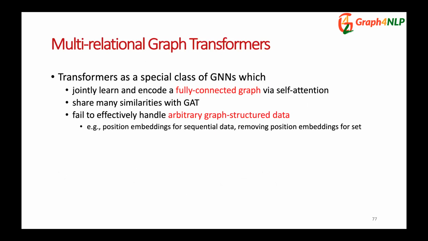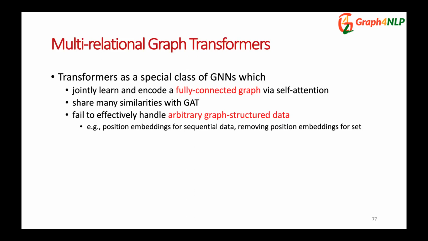Now let's talk about the third type of multi-relational GNNs, which we call the multi-relational graph transformer. As we know, transformers can be regarded as a very special class of GNNs where multi-head self-attention learns dynamic graph structures adaptively at each layer. Transformers also share many similarities with graph attention networks, as mentioned by Lin Fei.